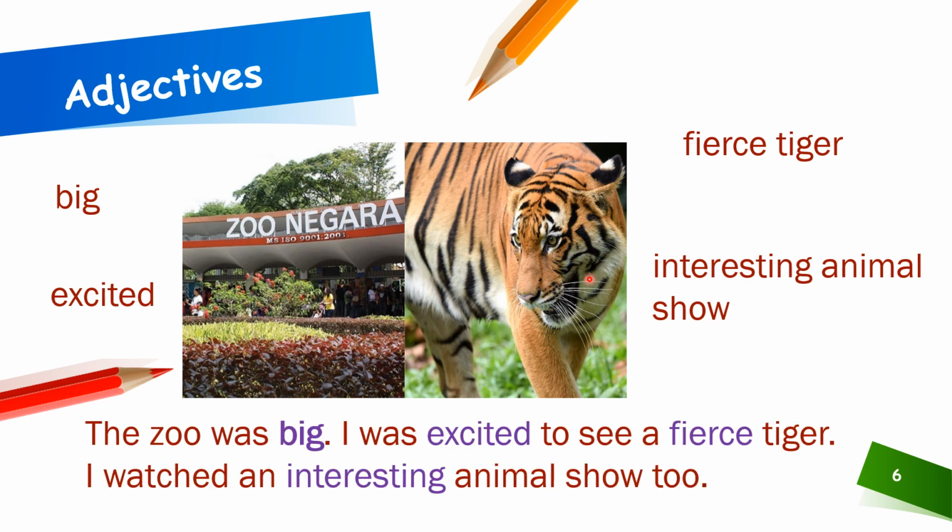So how do we write it? We can say, the zoo was big. I was excited to see a fierce tiger. I watched an interesting animal show too. You see, in these three sentences, we have already used four adjectives.